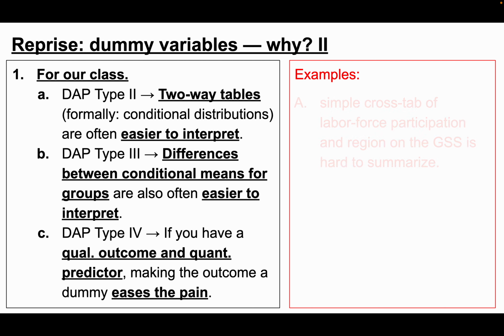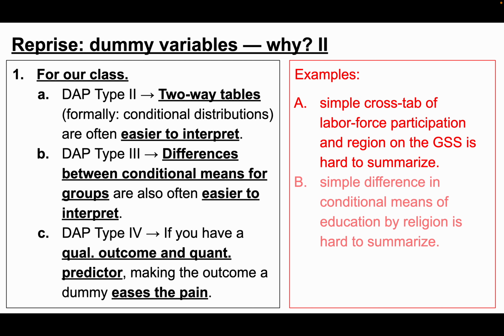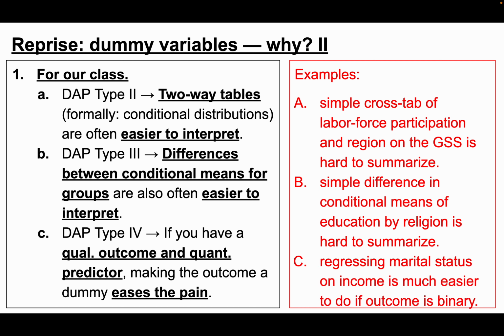It can make two-way tables easier to interpret. It also makes differences between conditional means easier to interpret. And if you do decide to have a qualitative outcome and a quantitative predictor, it eases the pain, so to speak.